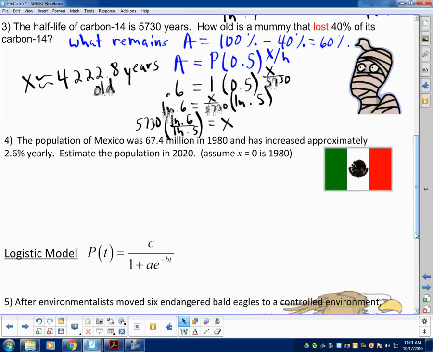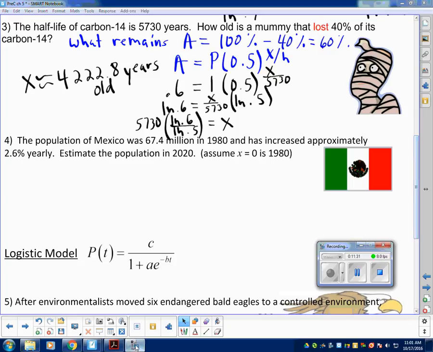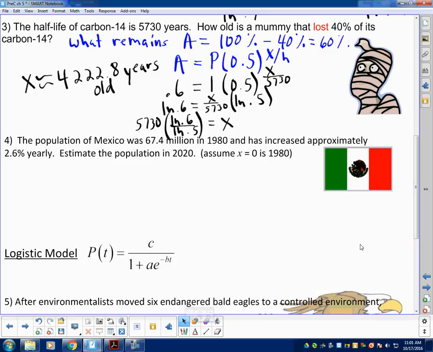So we've used each equation, except for the growth equation on the right-hand side. Okay, so here we go. It says the population of Mexico was 67.4 million in 1980 and has increased approximately 2.6% yearly.